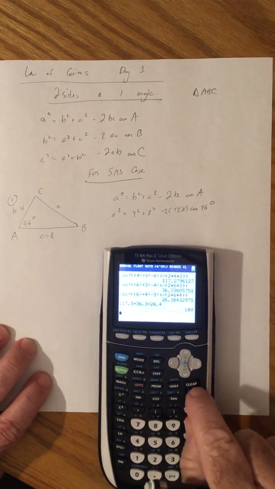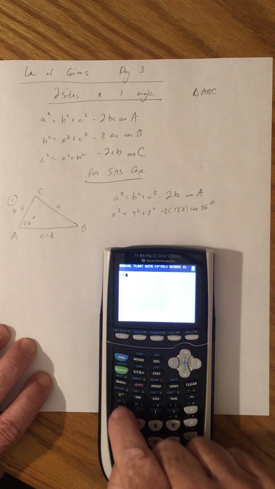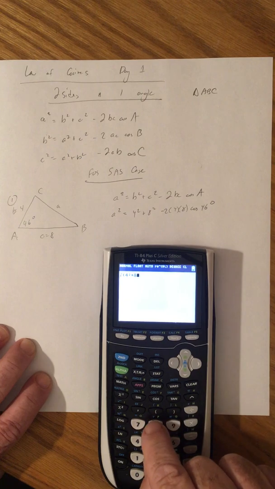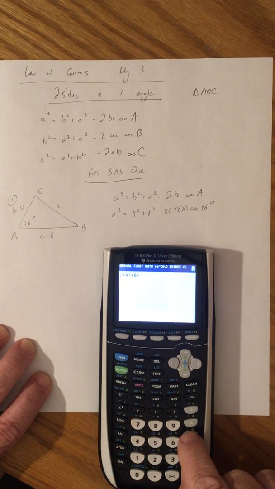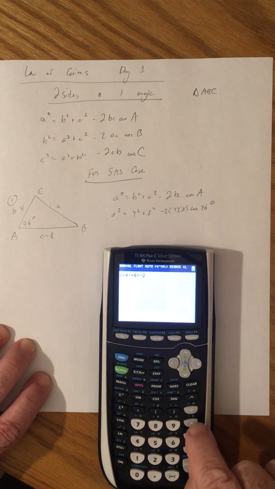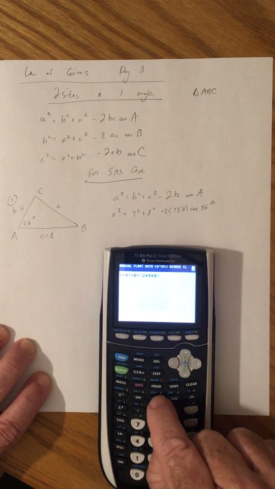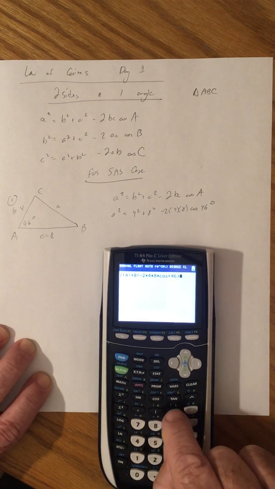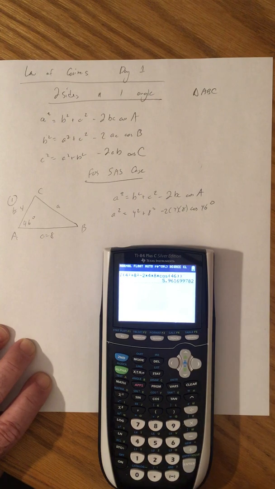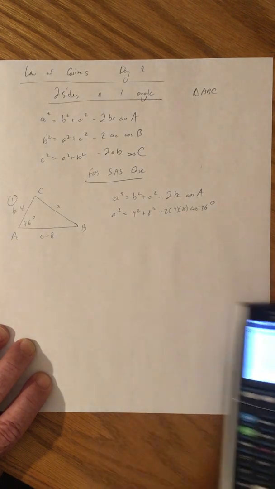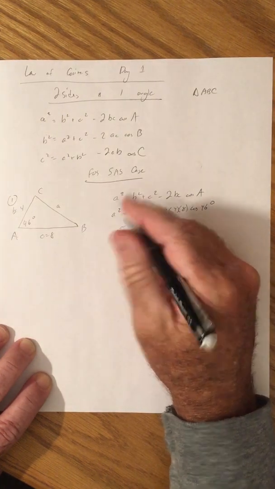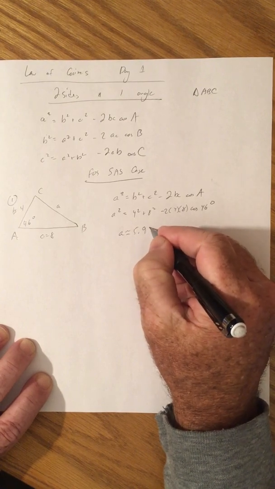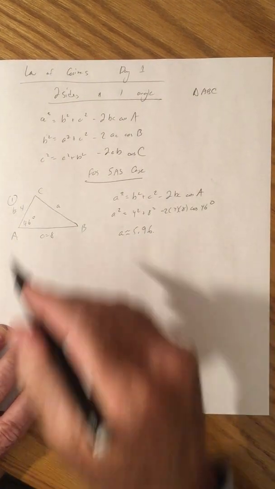Okay, we will do this all at once, which I think is the best policy. All right, so because we want A, we want to take the square root of 4 squared plus 8 squared minus 2 times 4 times 8 times the cosine of 46 degrees. And there you go, 5.96. A is approximately 5.96.